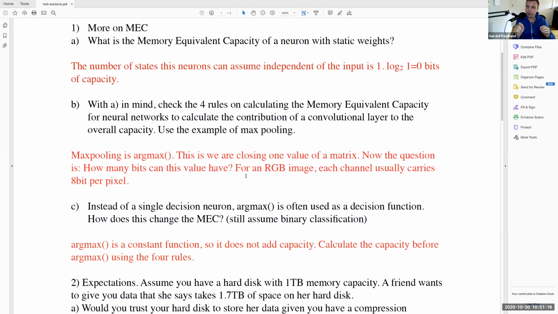These 8 bits that come out are the amount of information that the next layer that's dependent on that layer actually needs to process. And that would be for one convolutional neuron, obviously. Now, instead of a single decision neuron, argmax is often used as a decision function. How does this change the MEC? It turns out that if argmax is a constant function, then it doesn't add capacity. You calculate the capacity before argmax using the 4 rules, and then you just say the maximum that comes out is this number of bits. Really, argmax is just used as saying, I choose 1.